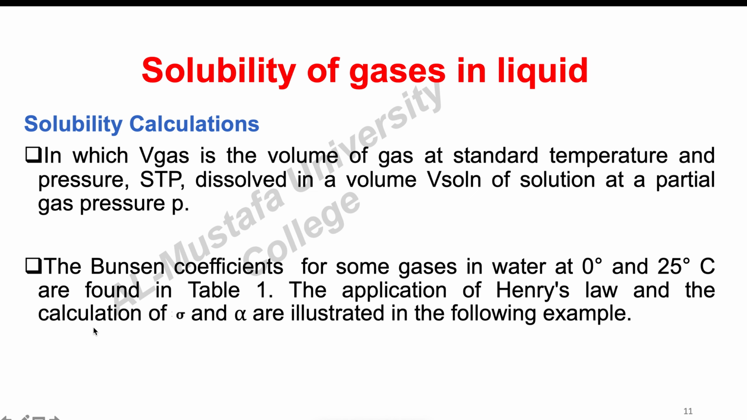In which V gas is the volume of gas at standard temperature and pressure, STP, dissolved in a volume of solution at a partial pressure of P. The Bunsen coefficients for some gases in water at 0 Celsius and at 25 Celsius are found in Table 1. The application of Henry's law and the calculation of Q0 and alpha are illustrated, and Bunsen coefficients are illustrated in the following example.